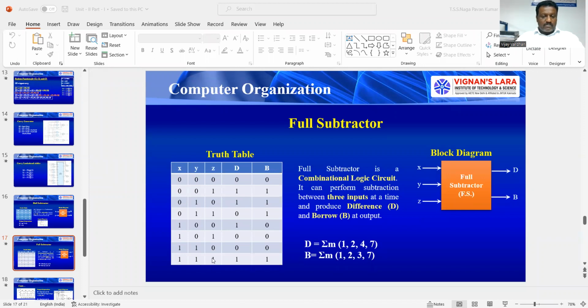Next, 0 minus 1. It is not possible. So we took a borrow. Then it is 2 minus 1. Difference is equal to 1. If you consider the min terms, the difference is 1 for 1, 2, 4, and 7, which I have written. And borrow is 1 for 1, 2, 3, and 7.